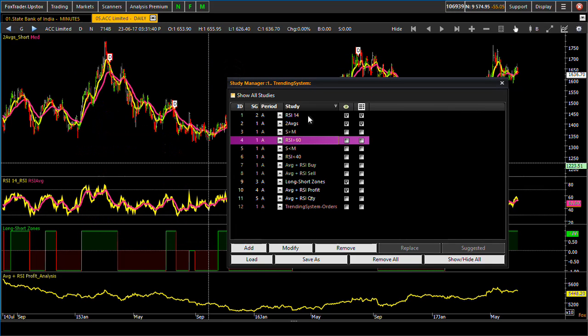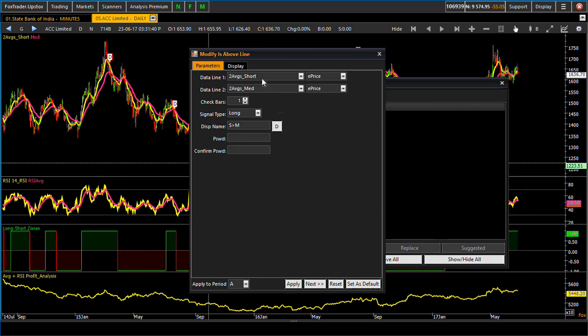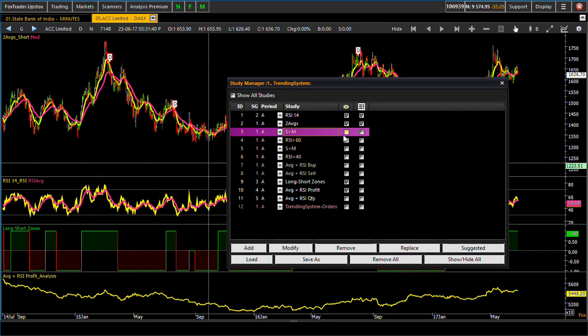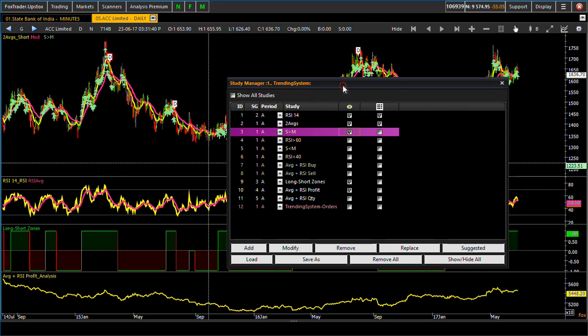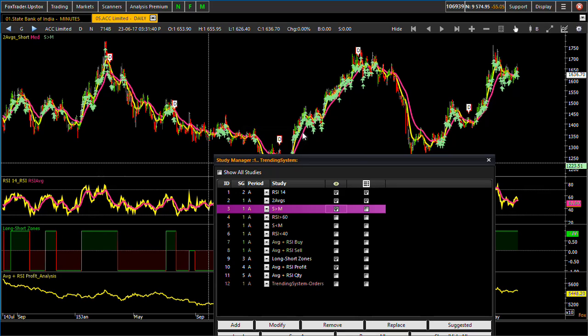So what I've done here, I've used two indicators, RSI and two averages. On averages, I have put in a condition that short should be above medium. I have used the is above line condition for that. So when short is above medium, it will give me a long signal. If I show this on chart, it will give you signals everywhere wherever the short average is above the medium average, right? So I'll just uncheck it.